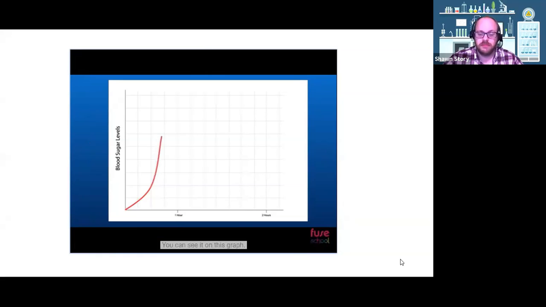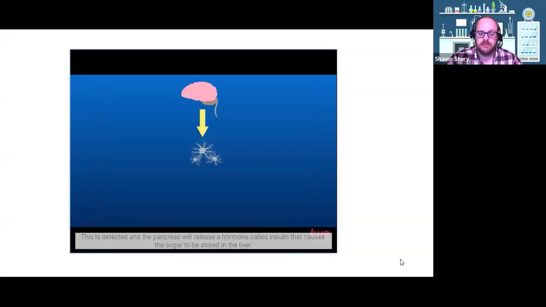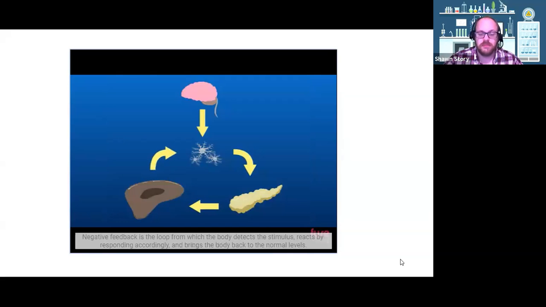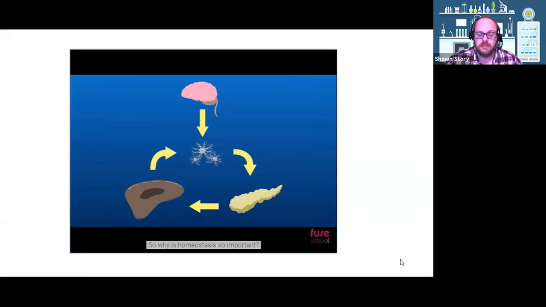For example, after you eat a meal, your blood sugar level increases. You can see it on this graph. This is detected and the pancreas will release a hormone called insulin that causes the sugar to be stored in the liver. Therefore, as you can see on the graph, the blood sugar level returns to normal. Negative feedback is the loop from which the body detects a stimulus, reacts by responding accordingly, and brings the body back to the normal levels.